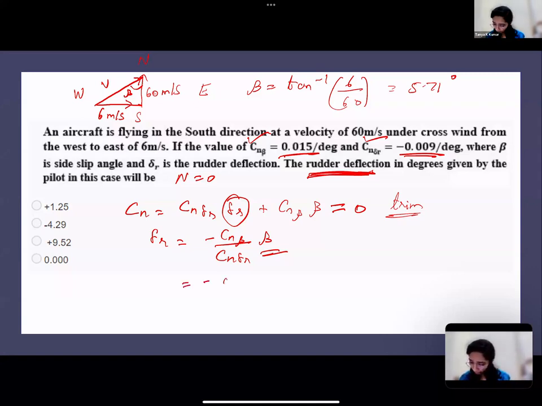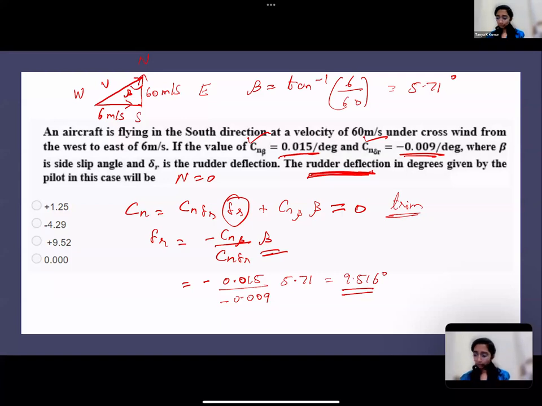Cn beta is 0.015 and Cn delta R is minus 0.009. Beta, you've just told me, is 5.71. If you do this substitution, just put in the values. Let me try calculating it. Let me know if I'm making any mistakes. I'm not using a calculator, it's just my phone. Okay, so upon calculation we get 9.516. That's the number. Yes.